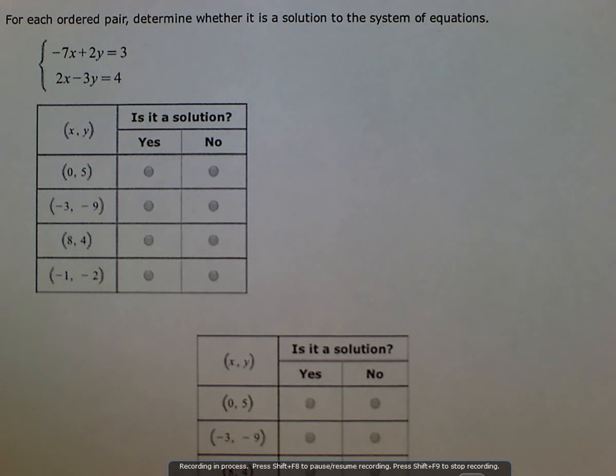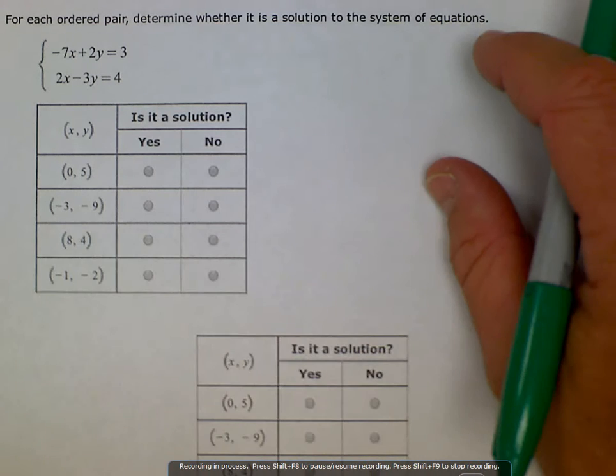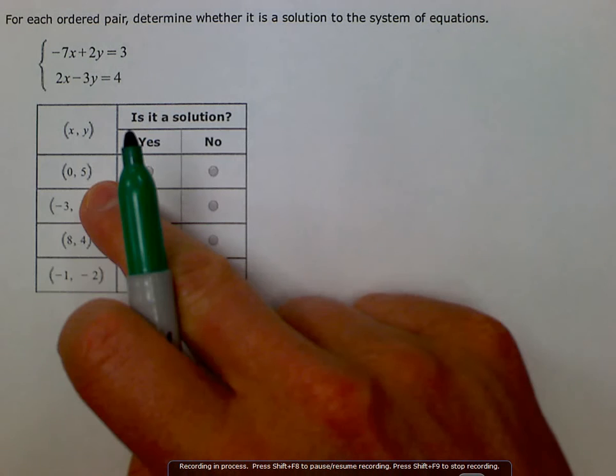If there is one unique solution, well then there will only be one answer. If, however, we compare the slopes and they're the same, and then we compare the y-intercepts and they're the same, well then there would be infinitely many solutions, and the solution would have to lie on the line. But just eyeballing this, I'm seeing that the slopes are going to be different, so there's going to be one unique solution. So let's look at the first one, (0, 5).